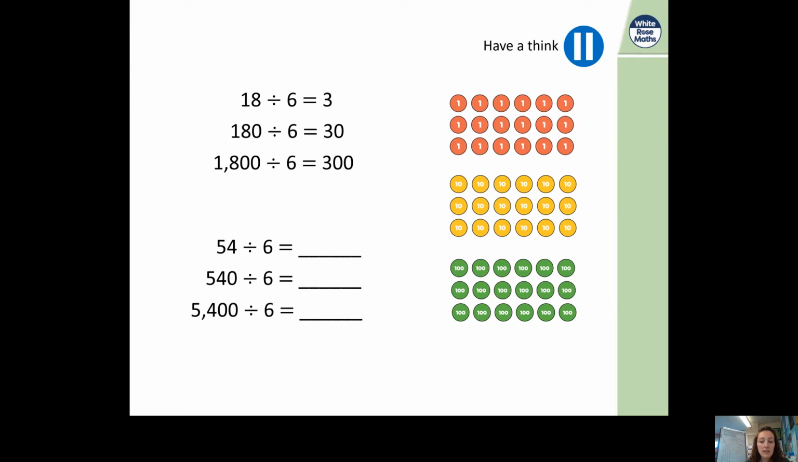So I'd like you to have a go at this one now. So pause the video and have a go answering these questions. 54 divided by 6 equals blank. 540 divided by 6 equals blank. And 5,400 divided by 6 equals blank.